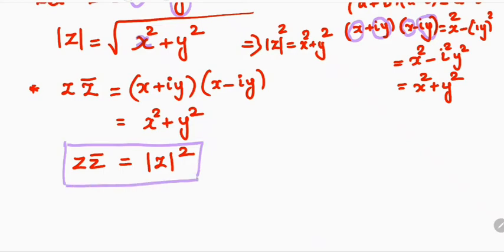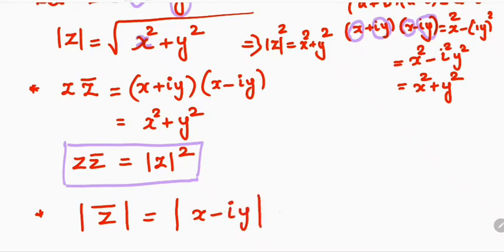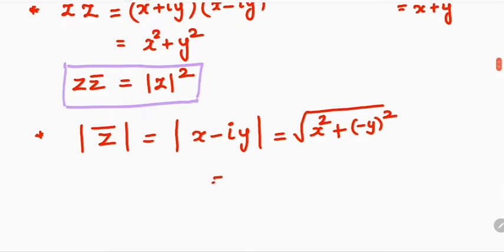Okay, so we are moving to the second one, modulus of z bar. What is it? Modulus of z bar is the modulus of the conjugate of z, that is x minus iy. So how to take the modulus? Modulus means you have to use the square root of real part the whole square plus imaginary part the whole square. So the real part is x, so it is x squared plus the imaginary part, which is minus y, the whole square.